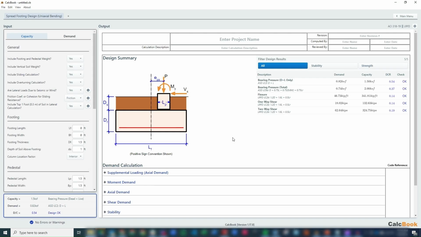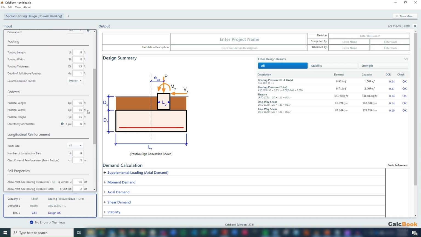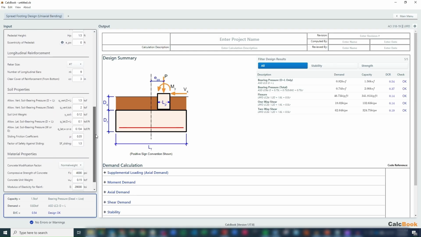All right, we've got CalcBook open now, so we can take a look at our inputs. We've already entered all the necessary information from our problem statement. We've got our footing set at 8 feet square, our depth of footing at 1.5 feet, and our pedestal at 1.5 feet square as well. We've got some other information here, but for punching shear, we do not need to adjust anything.